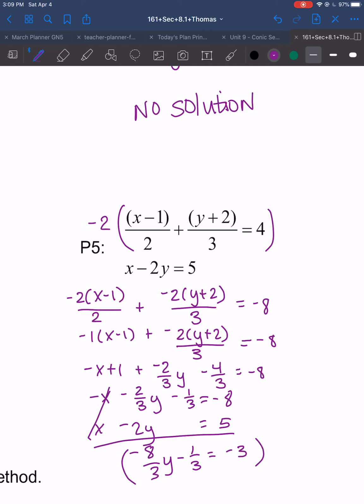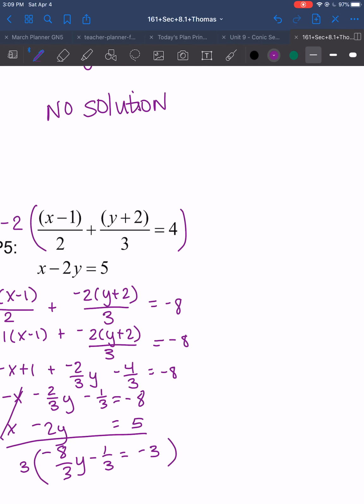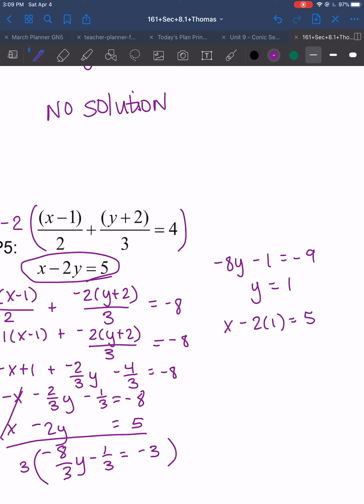So what I can do here is get rid of those fractions and multiply everything by 3. So then I have negative 8y minus 1 equals negative 9. So then when I solve for y, I get y equals 1. So now that I know y is 1, I'm going to use this second equation here and plug in 1. x minus 2 times 1 equals 5. So x minus 2 equals 5. So x is 7. So my solution is 7, 1.